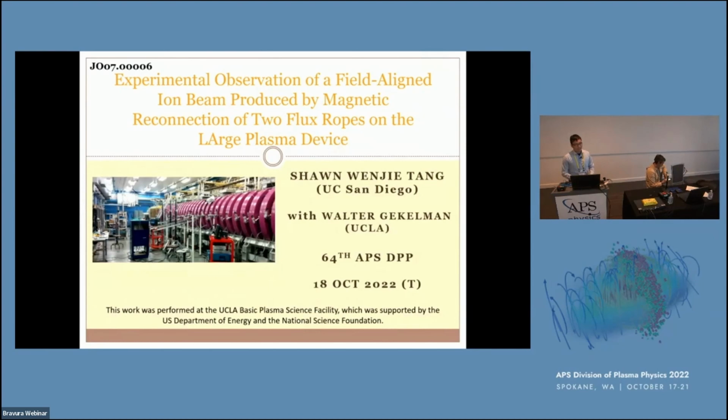Today I'll be talking about an experimental observation of a field-aligned ion beam that's produced by magnetic reconnection, and this is on 2 flux ropes on the Large Plasma Device.